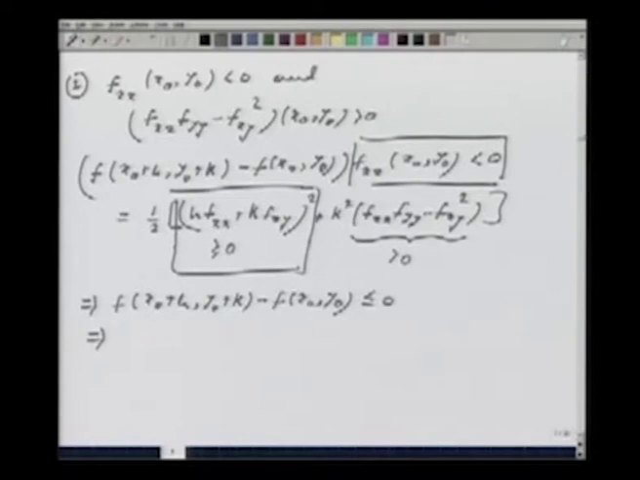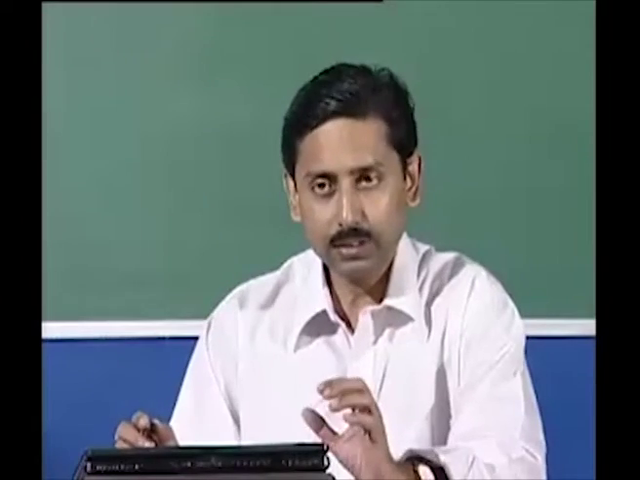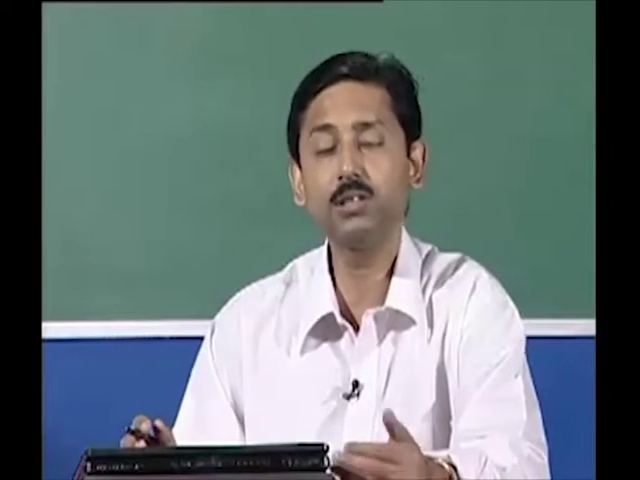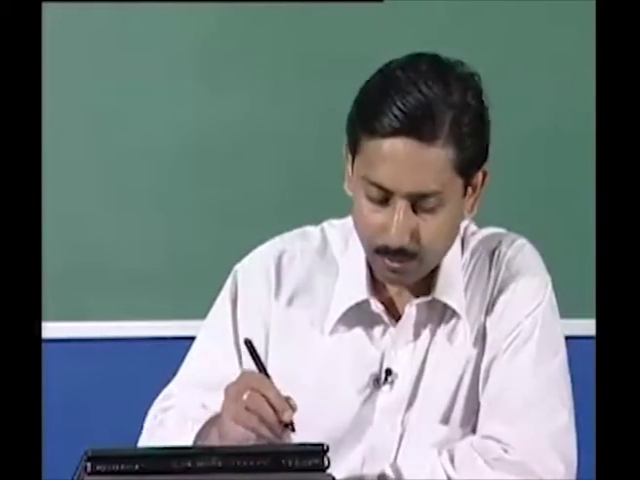This implies then that (x₀, y₀) is a local maximum, because (x₀+h, y₀+k) represents points in a disk around (x₀, y₀), and from my conditions I can see that in all points in a disk the value of the function is less than or equal to the value at (x₀, y₀). That means the value at (x₀, y₀) is larger than any other value in the disk. That means it's a local maximum. Okay.